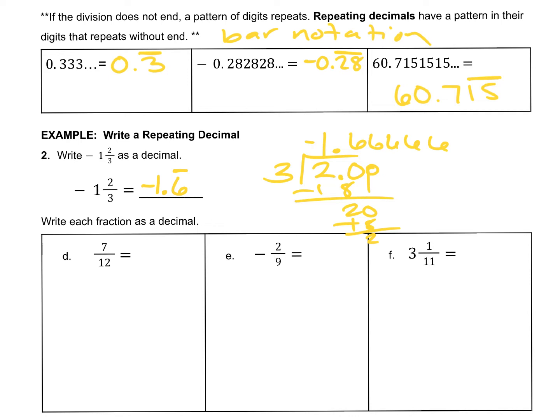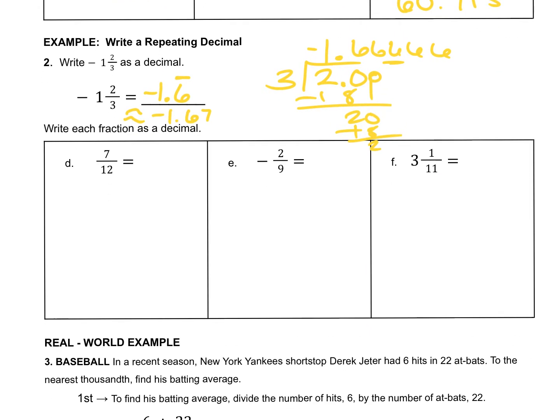Sometimes if it asks you to round, I'd look to the place and then round, and then you do an approximately sign, say this asked me to round to the 100ths place, it would look like that. All right, so see if you can try these, writing these fractions as a decimal. These are going to be repeating decimals, so you're going to practice that bar notation.